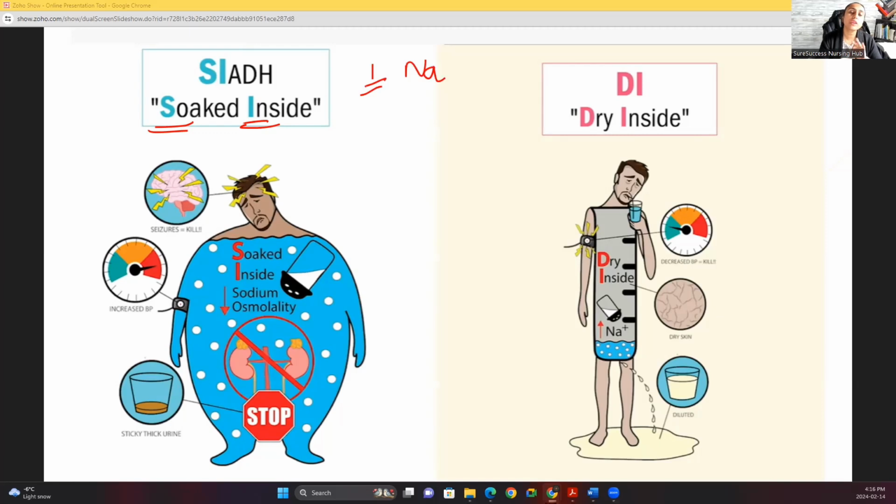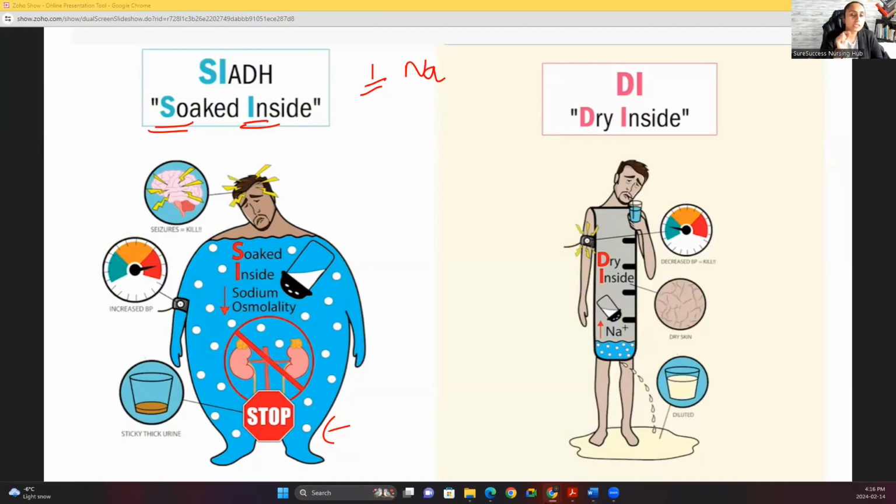Whenever there is water intoxication, in some people, I don't know if you have heard, if you drink too much water, you can die from water intoxication. So what is happening here? Soaked inside, you can have water intoxication. What will it do to your sodium level? Low. Hyponatremia. It will be low. Very good. And here, sodium will be increased.